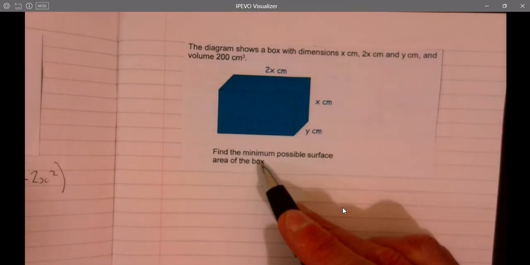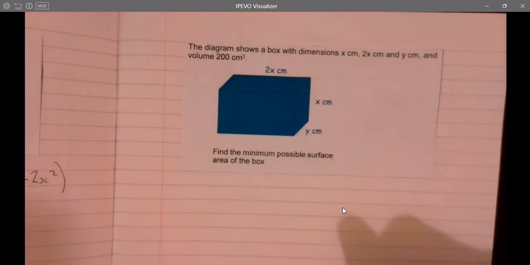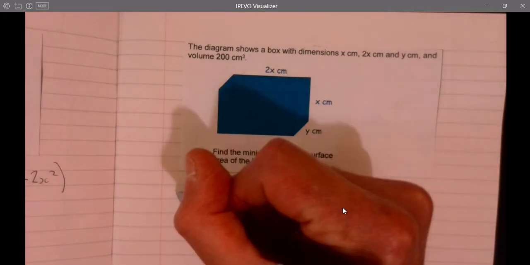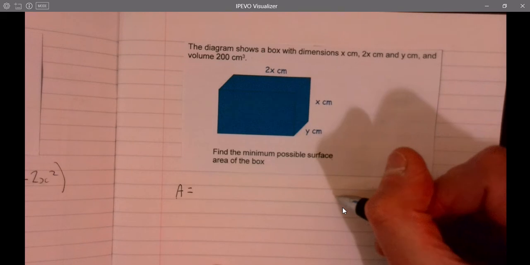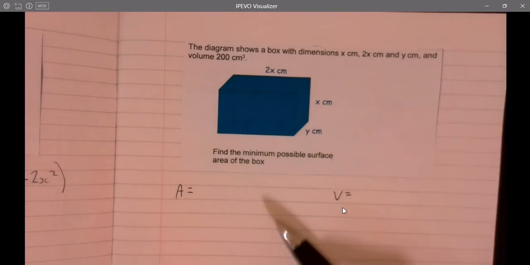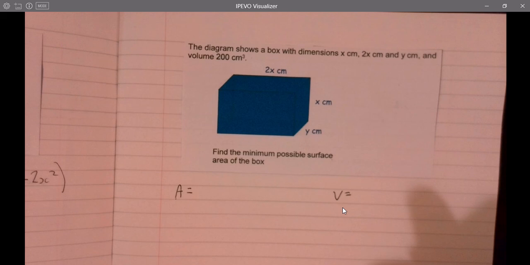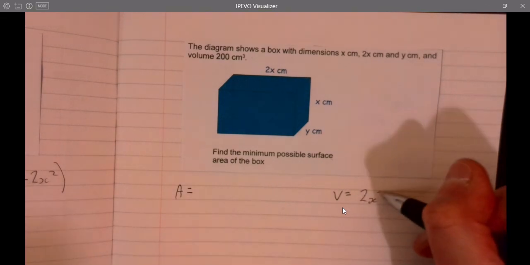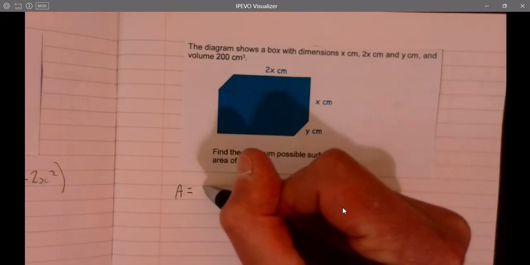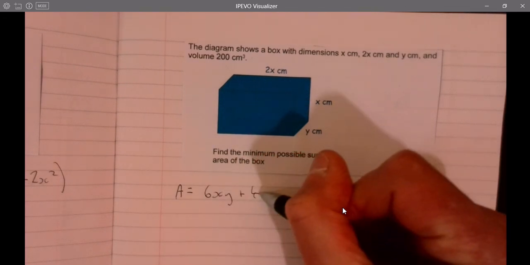So find the minimum possible surface area. It's quite similar to the last question. There's a couple of things that are a little bit different. Again, I'm going to write down the area. This time it's told me the volume, hasn't it? So the volume is still 2x, and it's an x and a y, just in a different order. So those things are going to be exactly the same as before. The volume is 2x squared y, and the area, remember, turns out to be 6xy plus 4x squared.